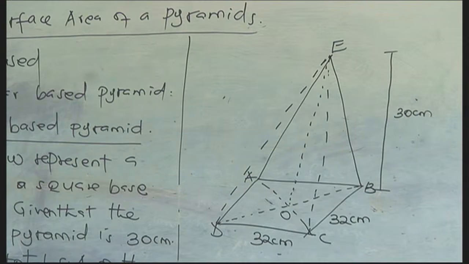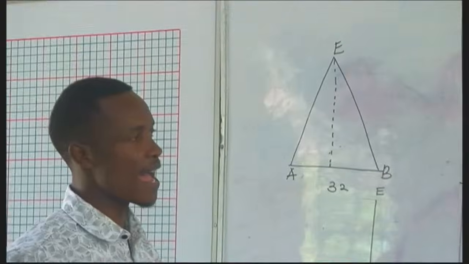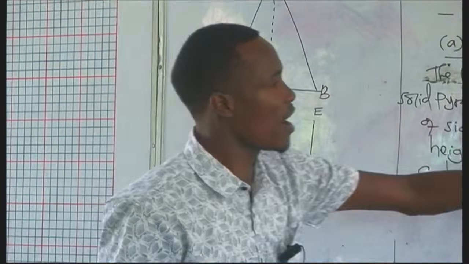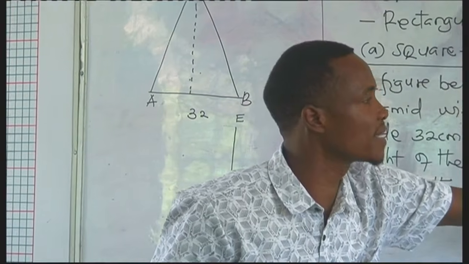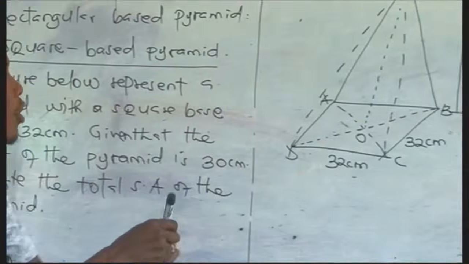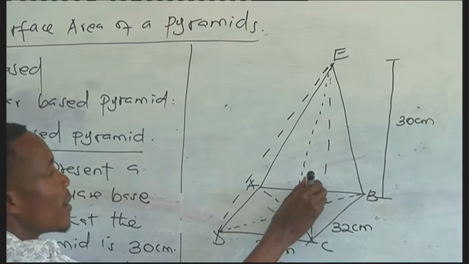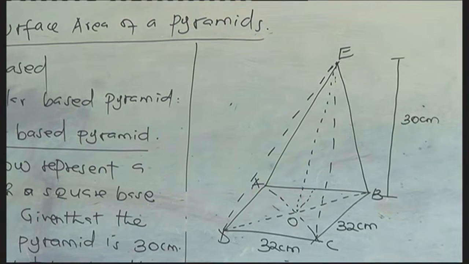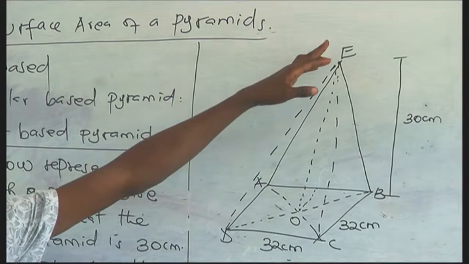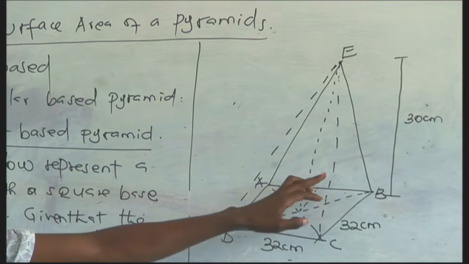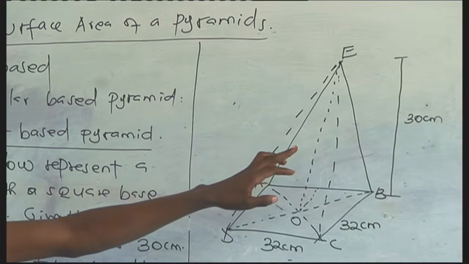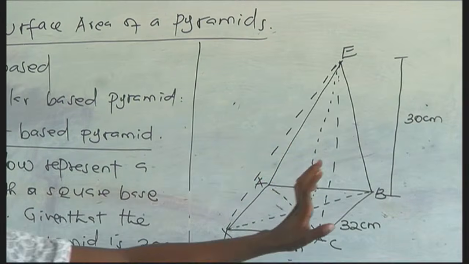We shall have this E to O, which is the center, and again we shall have O to this side. If it is AB, it will be O to AB. That means we shall find the distance from O to where this point is cutting the AB.